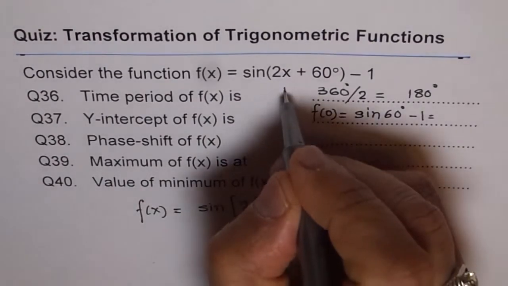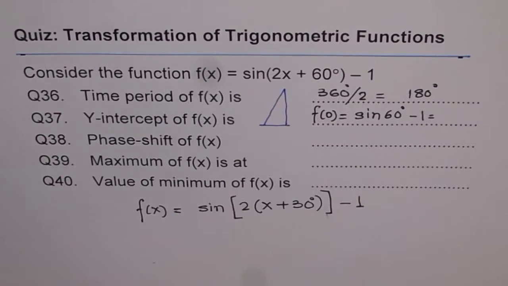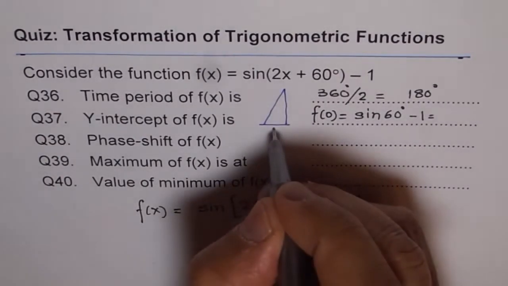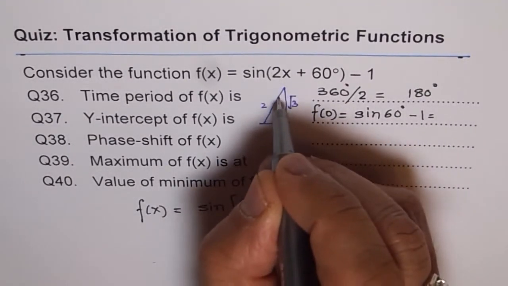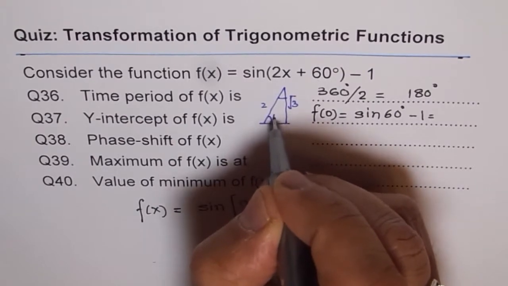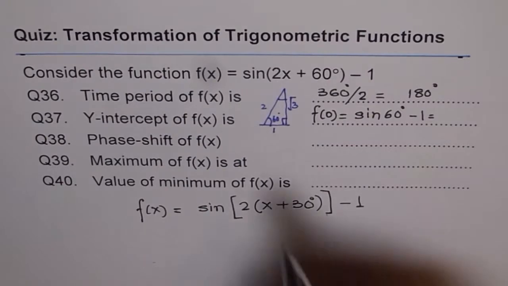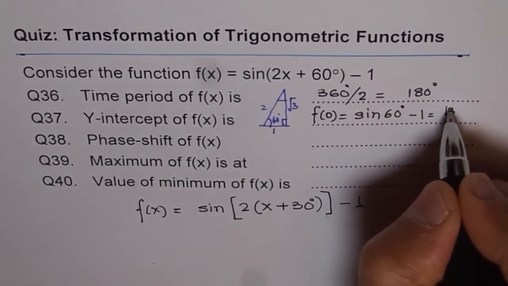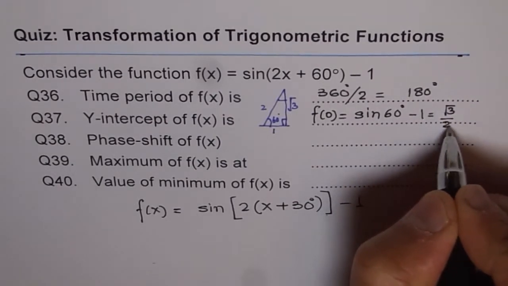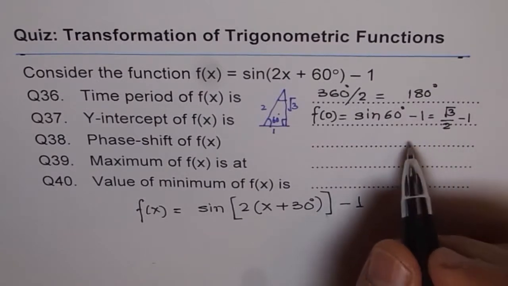So let's make a special triangle right here. In this special triangle, what are the sides? This is 1, this is 2, and this is square root of 3. That angle is 30 degrees, and this is 60 degrees. Now what is sine of 60 degrees? Opposite over hypotenuse. So you can write your answer as square root 3 over 2 minus 1. That is your answer for the y-intercept.